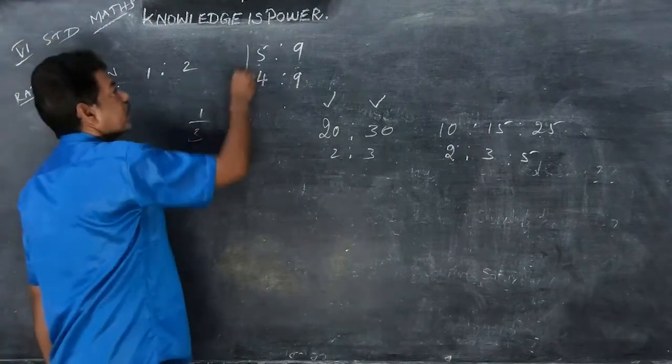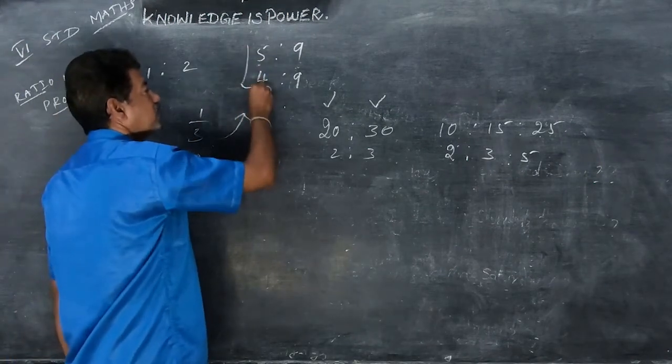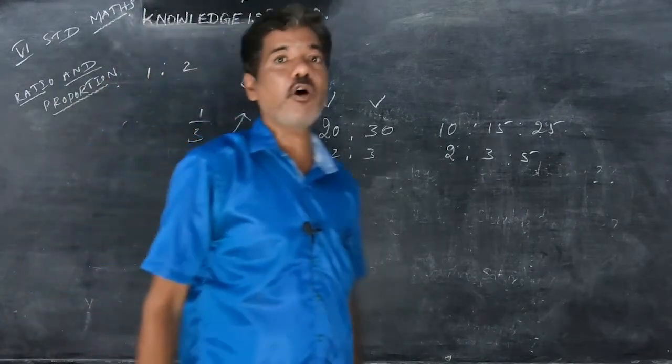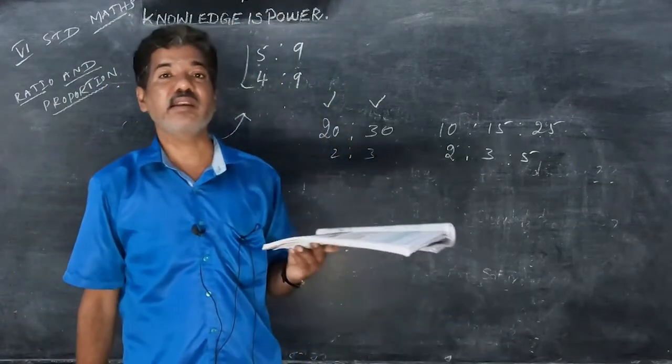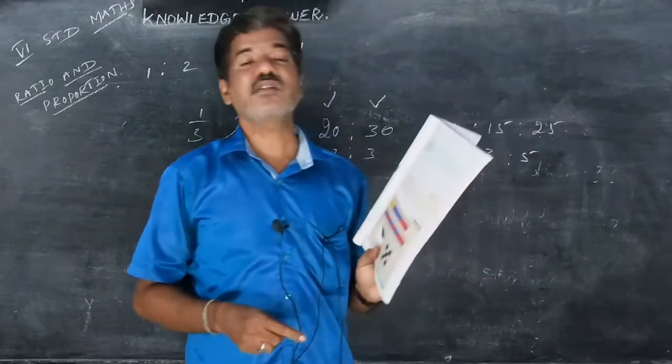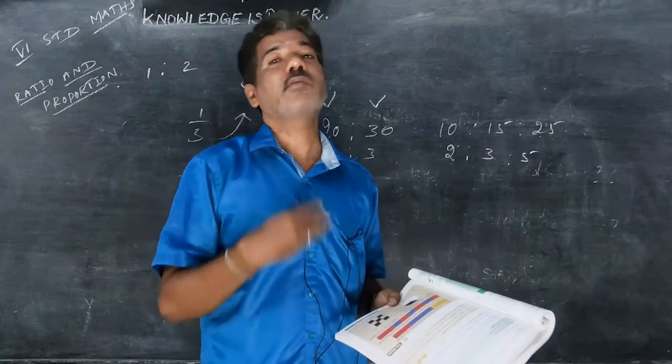But when you add the shaded 5 and unshaded 4, you will get what? The total number of options will be 9. Okay, in the previous exercise we can also see some of the matches.